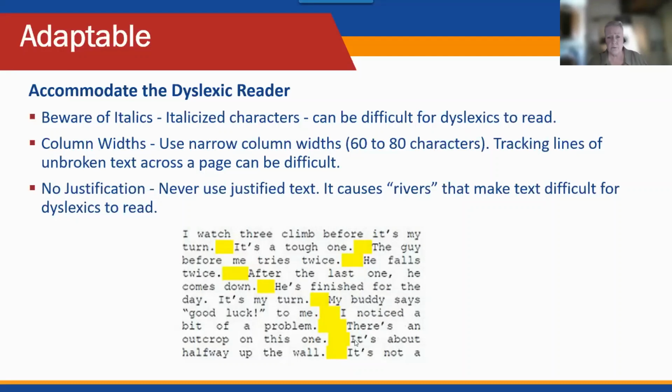As you can see in the screenshot here with the little yellow areas, those refer to what we call rivers of white space. These rivers make it difficult for the dyslexic reader to understand the content. It actually stops them. So a good rule of thumb is always align your text to the left on your pages.